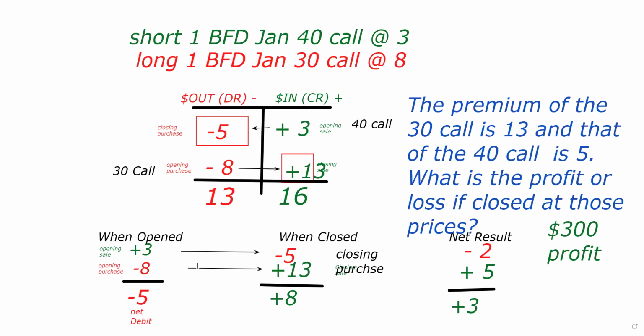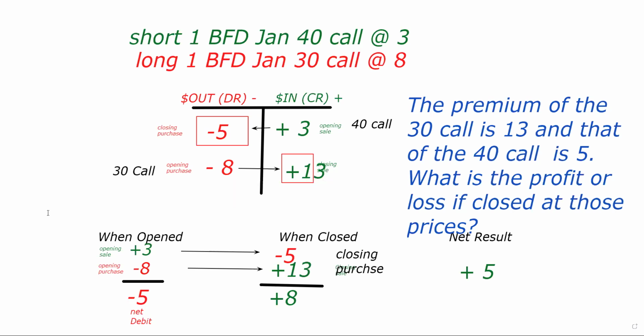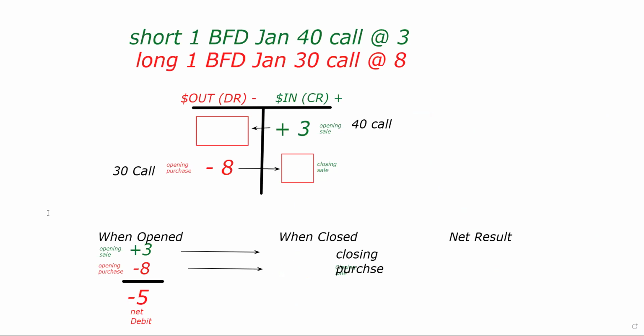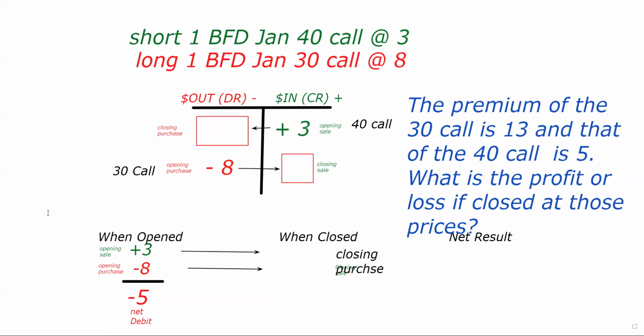So your customer shorts 1 BFD January 40 call at 3, goes long 1 BFD January 30 call at 8. The premium of the 30 call is 13, and that of the 40 call is 5. What is the profit or loss if you close out at those prices? And again, there's lots of ways to do it. I believe in spending a lot of time on the initial setup. And so here is our initial setup. We make our T, and that's where it's all going on. Now I can see what's going on, and I can close it out.